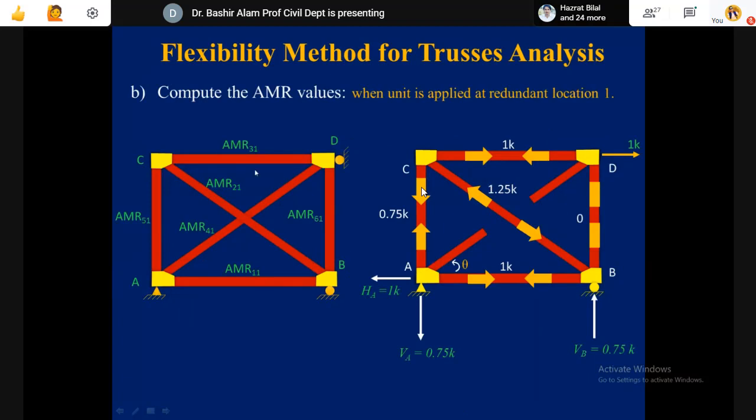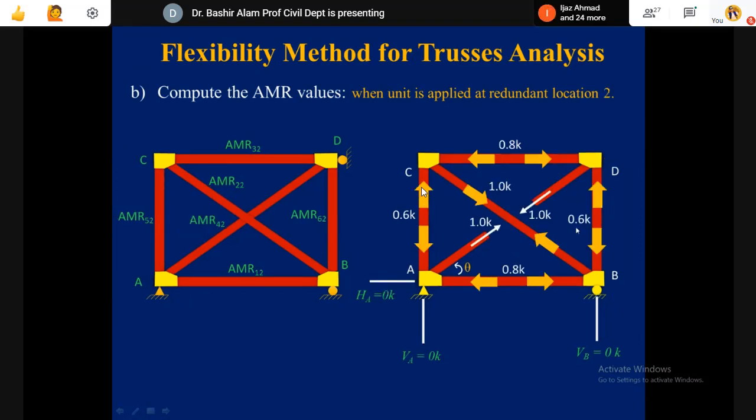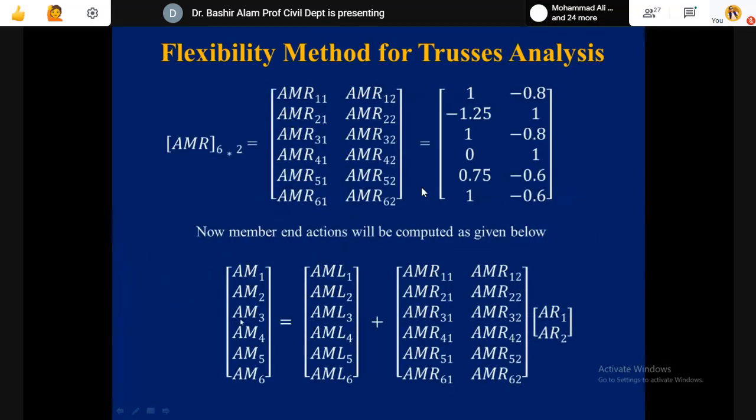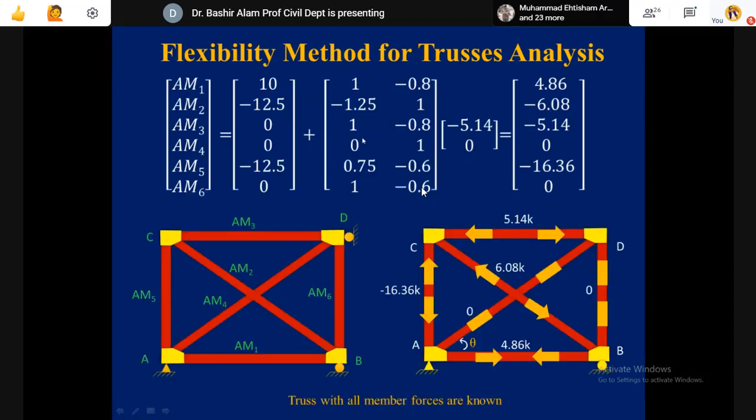The first column came from the situation under unit AR1 value, so this will give you the first column of AMR. Then the second column will be generated from where AR2 was exposed to the unit action. This is how the AMR matrix is generated. Now in this equation, we put all the values and solve it, and all the member forces are known now.